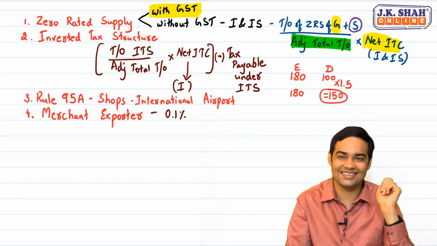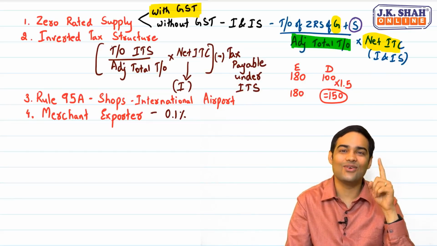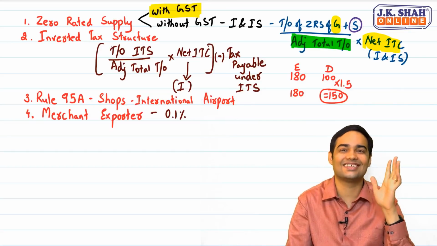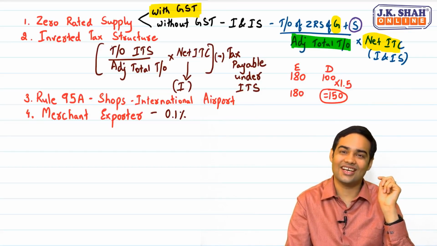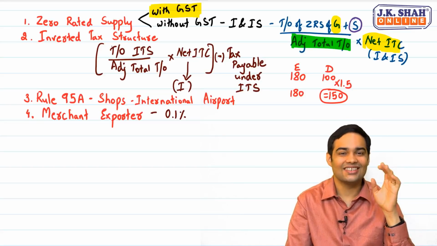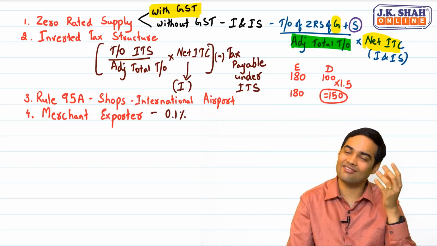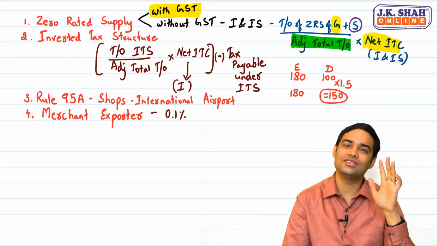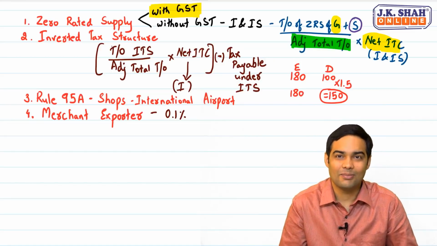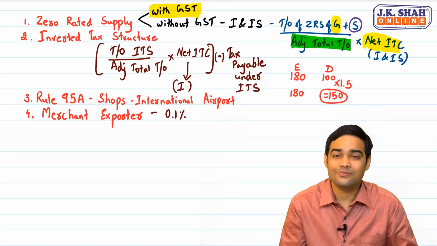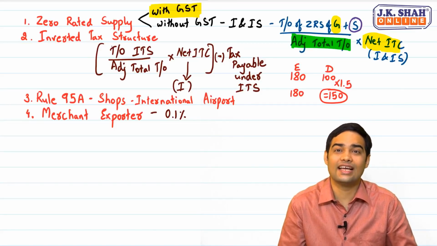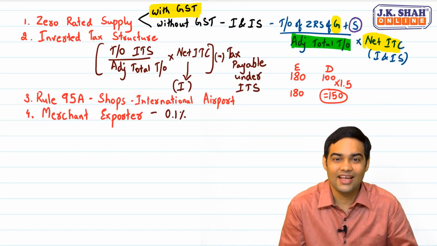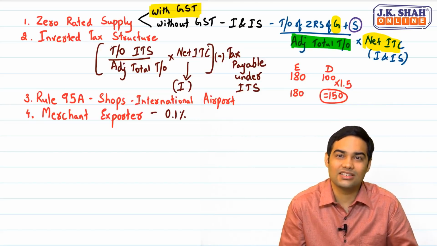The answer is no, because it is excluded from net ITC, it is excluded from adjusted total turnover, it is excluded from turnover in zero rated supply of goods. So this 0.1% government will eat away, and they are happy. They are happy that 0.1%, no issues, I will pay this on my purchase. At least I don't have to get into the hassle of claiming refund under zero rated supply. So a very good scheme for merchant exporters.